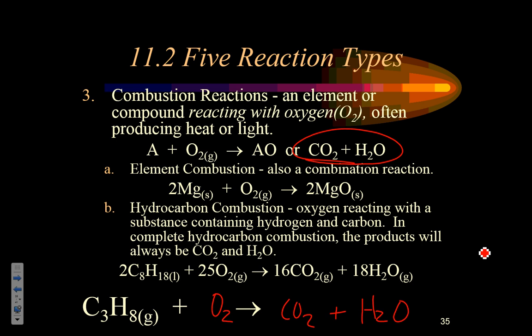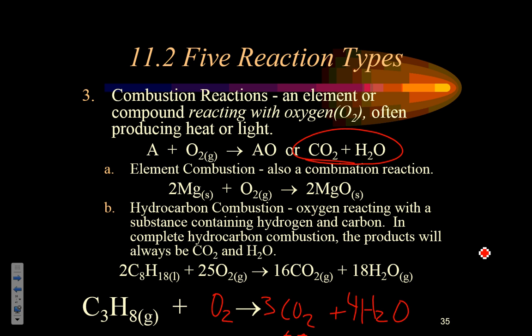But now I've got the right formulas. Now I can worry about balancing it. I've got 3 carbons, so make 3 CO2s. I've got 8 hydrogens in my C3H8. And C3H8 is actually propane. So if you have a propane camp stove, then you're burning C3H8. So 8 hydrogens on the left, that means I need 4 waters on the right to get 8 hydrogens on the right. And then to finish it, I have 3 CO2s, that gives me 6 oxygens.